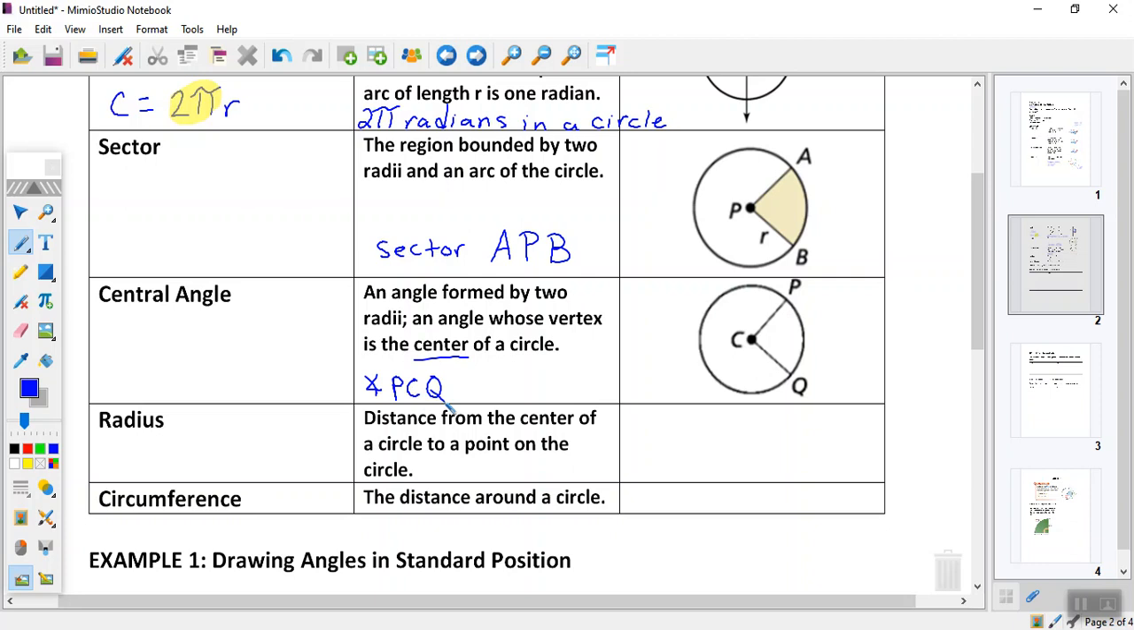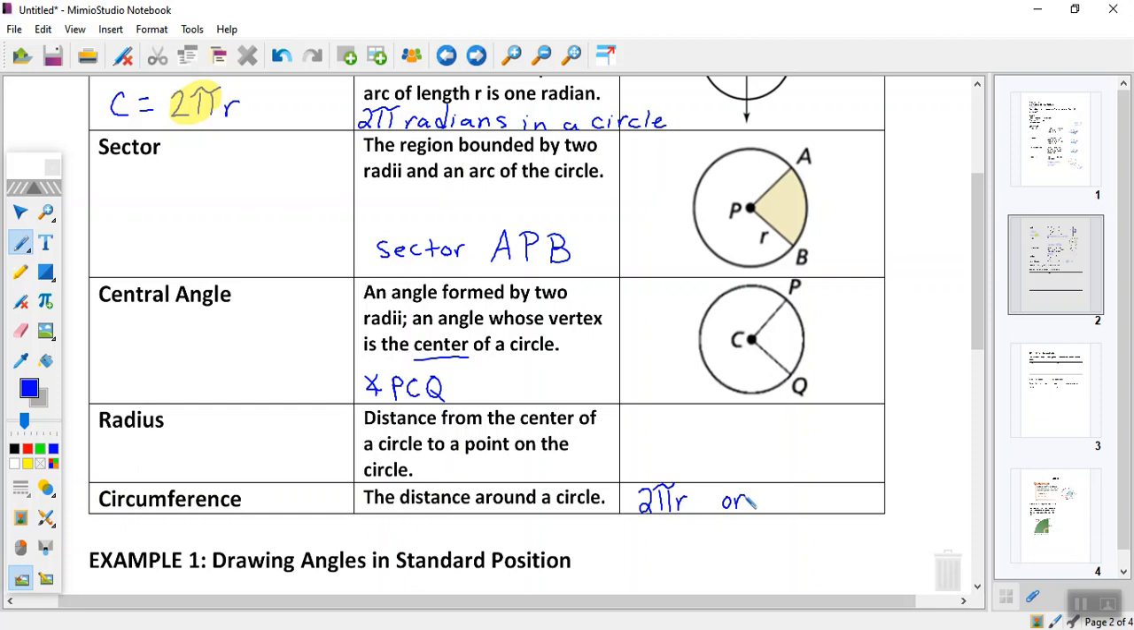Okay, and then a radius. You know what the radius is, right? Yeah. Distance from the center out to any point on the circle. And then the circumference is just what, kids? Okay, and just reminding you, the way you find a circumference is to take 2 times pi times the radius.